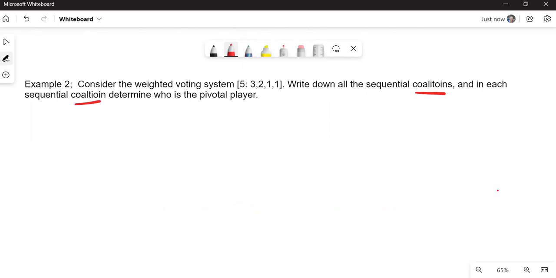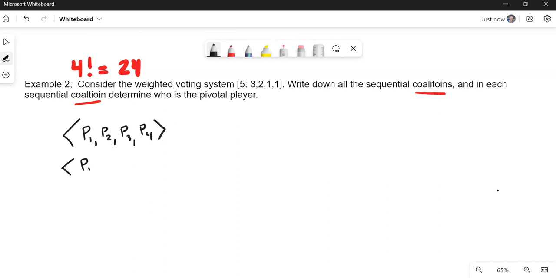Well, this would be quite tedious. I told you before that if there's 4 players, then there's going to be 4 factorial different sequential coalitions, and that would be 24 different sequential coalitions. This would be pretty hard to list out. So if player 1 goes first, we could have player 1, player 2, player 3, and player 4. But we could also have player 1, player 2, player 4, and player 3. And the list would go on. We could have player 1, player 3, player 2, player 4, and so on.